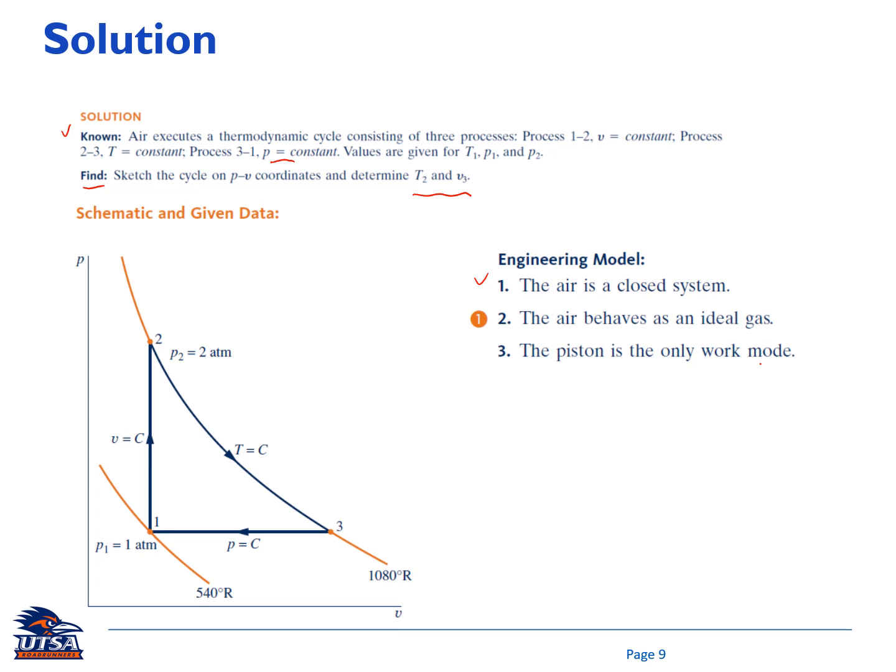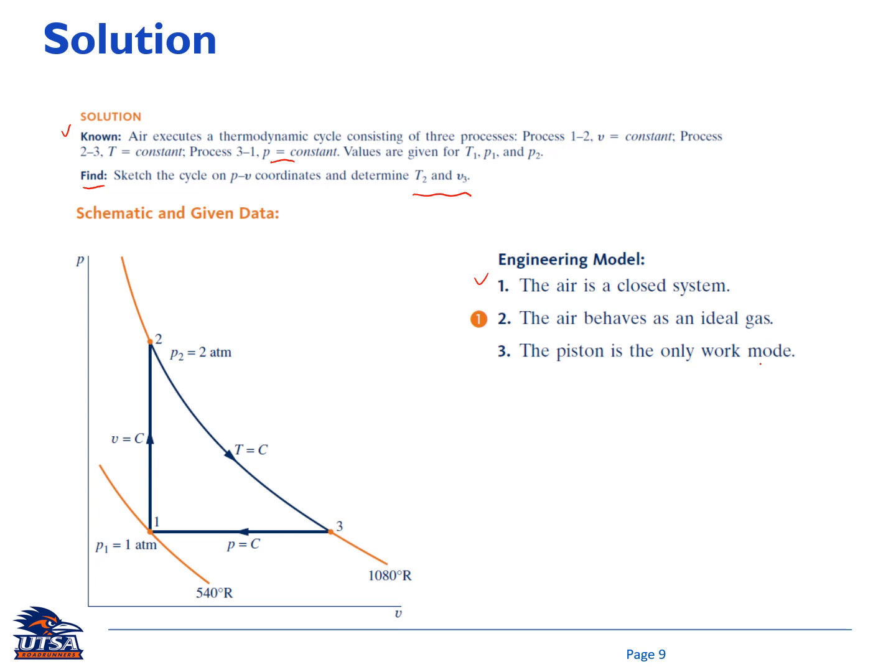So there might be other work in this problem, but here we assume that the work applied to the piston is the only work mode. So next, we look at the sketch of these 3 processes on the PV diagram or PV chart.